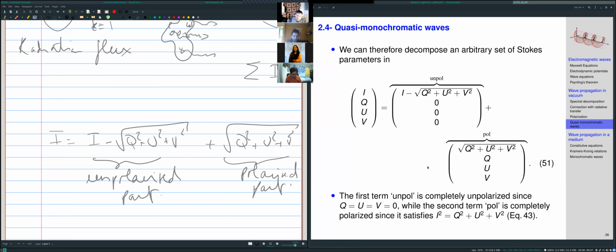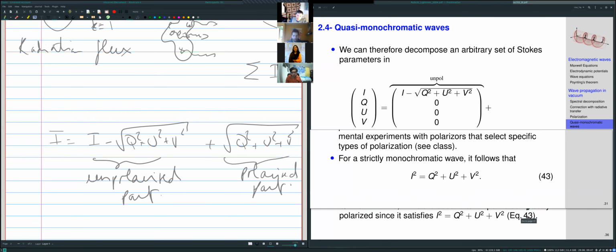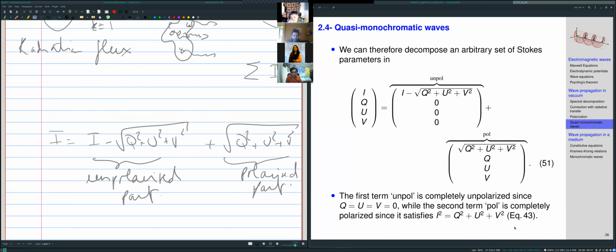we describe the radiation intensity as completely unpolarized because Q, U, and V are 0, and in the polarized part, we see that Stokes I, which would be the square root of Q squared plus U squared plus V squared, indeed satisfies equation 43, that one. Okay, so we are happy that this term corresponds to the polarized signal, completely polarized.